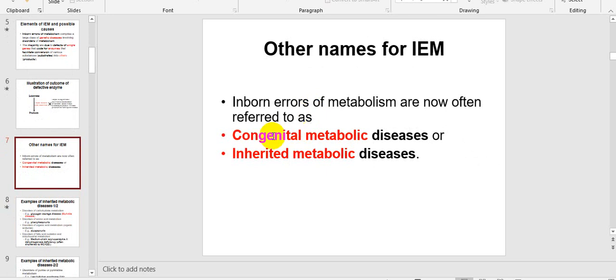Inborn errors of metabolism are now often referred to as congenital metabolic diseases, and it's also the same as inherited metabolic disease. When you say any disease is congenital, it means it's inherited from the mother and the father. It is also called vertical inheritance.